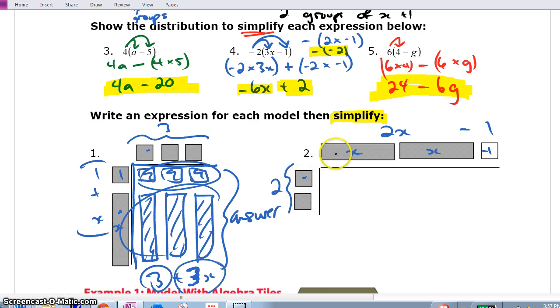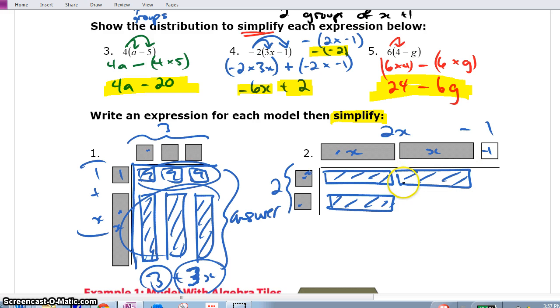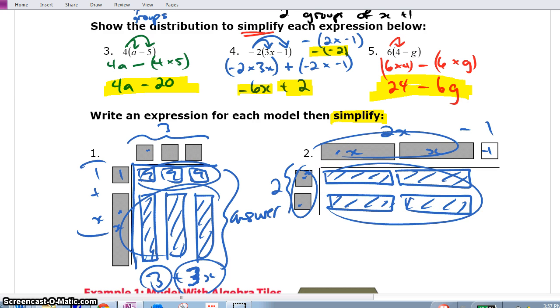So we'll first just do this piece. 2 x's is going to look like this. There's an x, there's another x. Here's the second group of x's. There's one of them, there's the other one. So 2 times the 2x gives us the 4x piece. Then maybe we'll do this separately. 2 times the negative 1 gives us 2 negative 1's. So now our answer is that we have 4x minus 2.